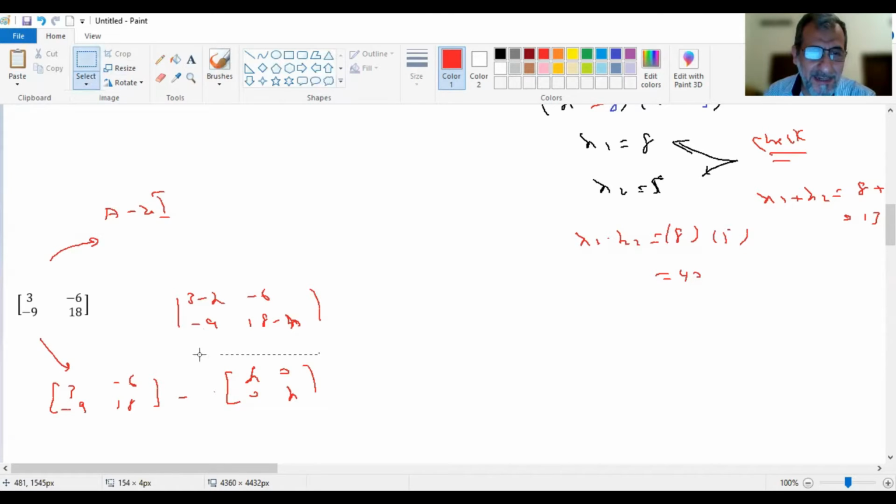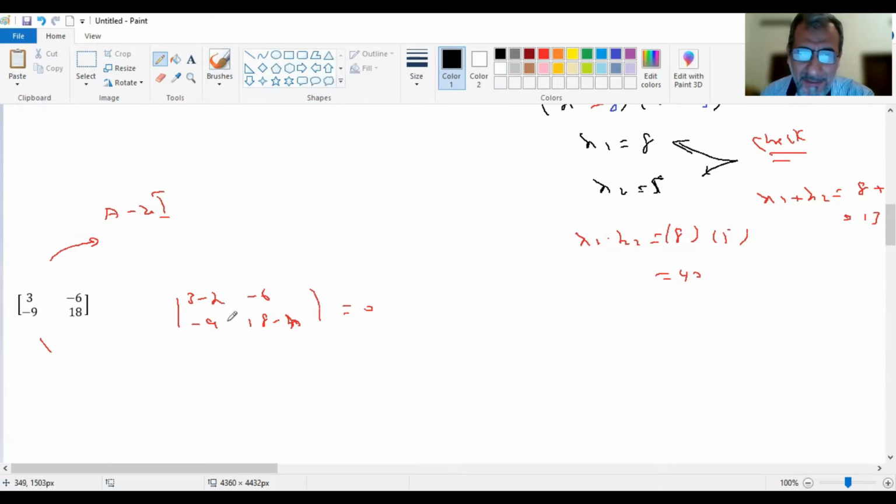And what we said, lambda is an eigenvalue if what? If the determinant equals 0. So we have to find the determinant and put it equal to 0. Now, how do we find the determinant of a 2 by 2? Multiply this by this one. So we have (3 minus lambda) multiplied by (18 minus lambda), minus the multiplication of negative 6 by negative 9, which is 54. Minus 54 equals what? Equal to 0. You have to put it equal to 0.